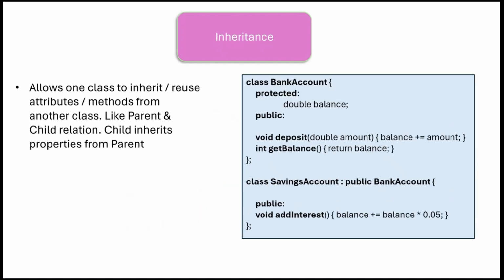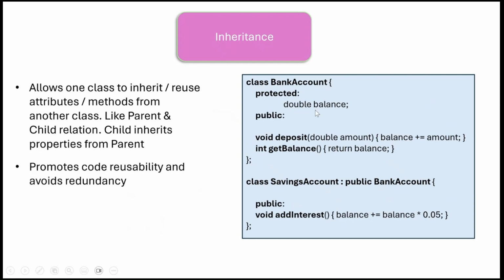Next is inheritance. Inheritance basically allows one class to inherit or use the attributes or methods from another class, like a parent-child relationship, right? So the child inherits the properties from a parent. So why is it important? It promotes code reusability and avoids redundancy.